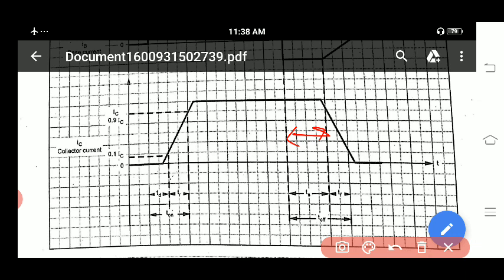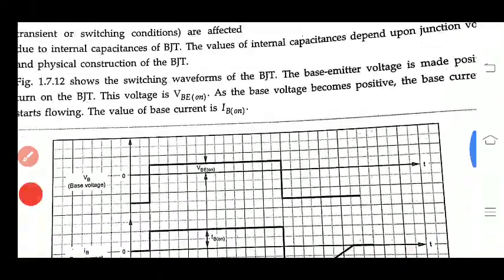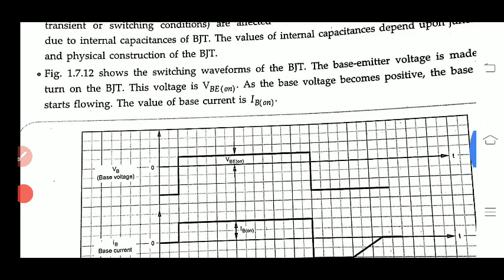In this storage time, the junction capacitance decreases. As this junction capacitance is removed, the IC current starts to drop. You can call this one the fall time, TF. So T off, the total period, is nothing but the sum of storage time plus fall time. We'll see what they have written here.